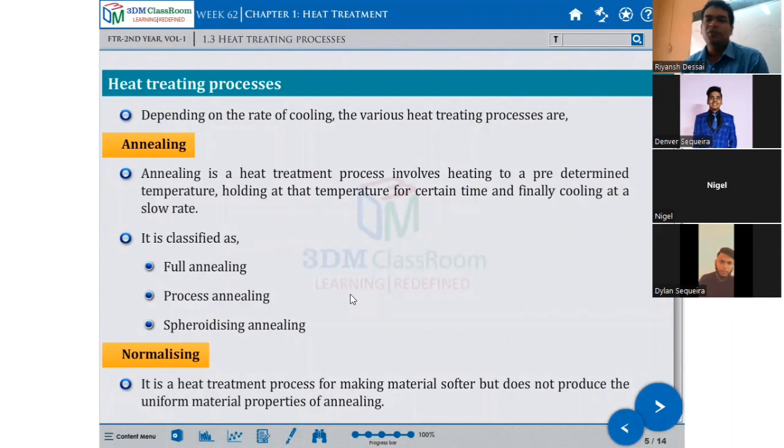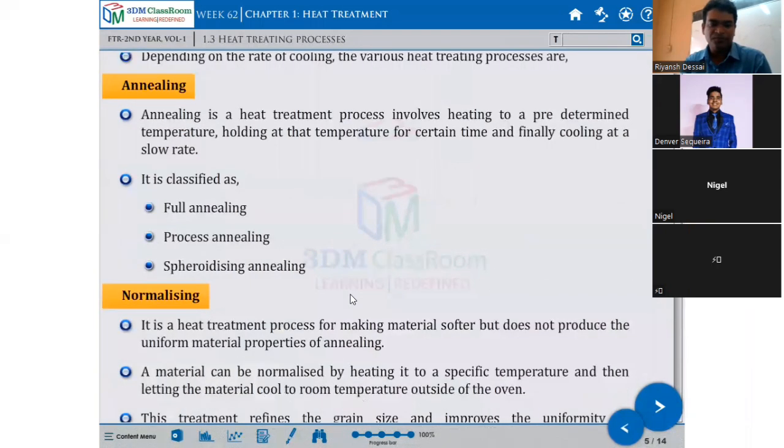Annealing is a heat treatment process that involves heating to a predetermined temperature, holding at that temperature for a certain time, and finally cooling at a slow rate. So the annealing process has a very slow rate, and it is classified into three types: full annealing, process annealing, and spheroidizing annealing.